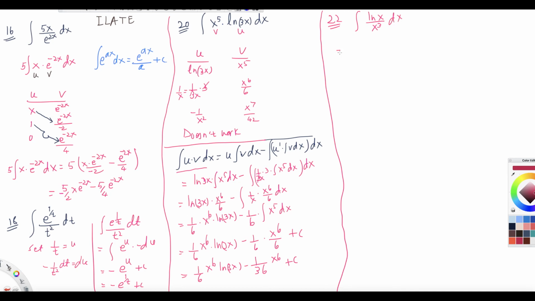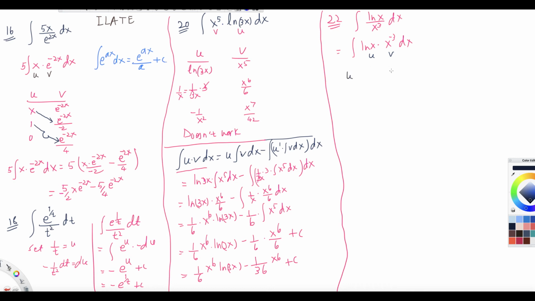Let me write it down in a nicer format. It will be the integral of natural log of x times x to the -3 dx, right? So what would be u, and what would be v? What do you think? By ILATE, there is no inverse, there is a log, so this would be u, and this would be v. So if you use the table method, how would that look?